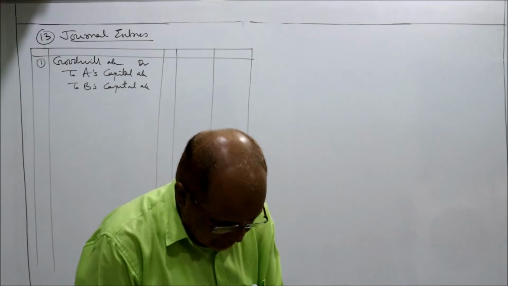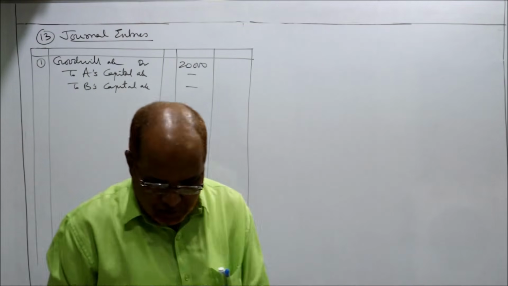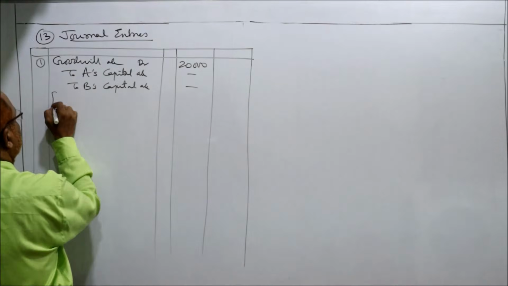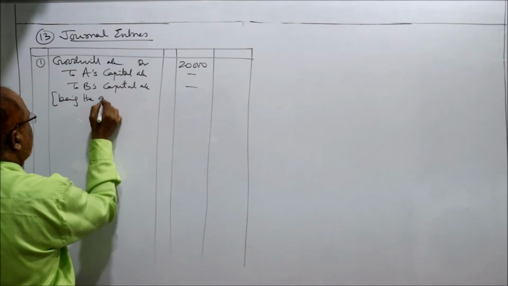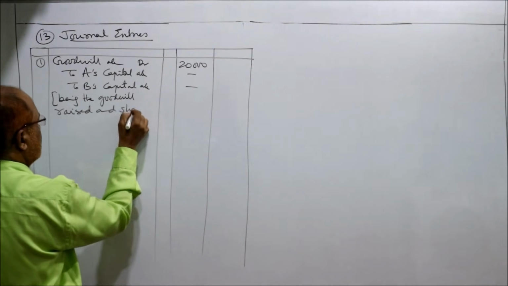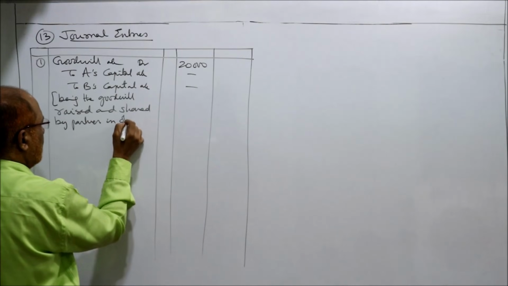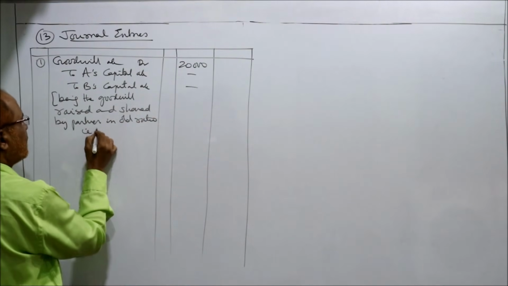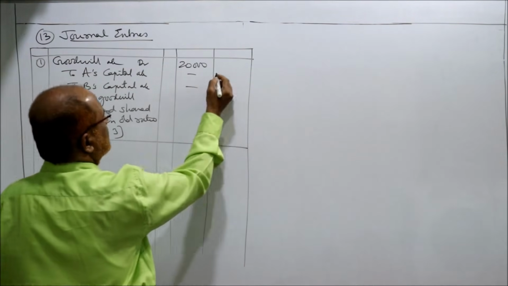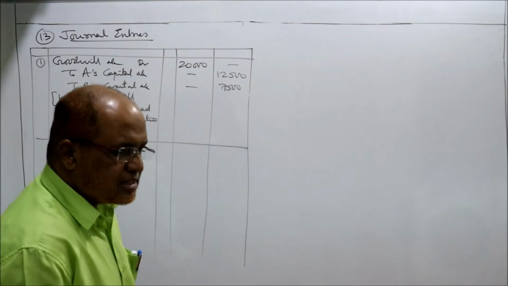Goodwill of the firm is valued at rupees 20,000. In which ratio we have to distribute? In the ratio of 5:3. Being the goodwill raised and shared by partners in old ratio, that is 5:3. 5 by 8, 3 by 8, it comes to 12,500, 7,500. This is the goodwill raised.